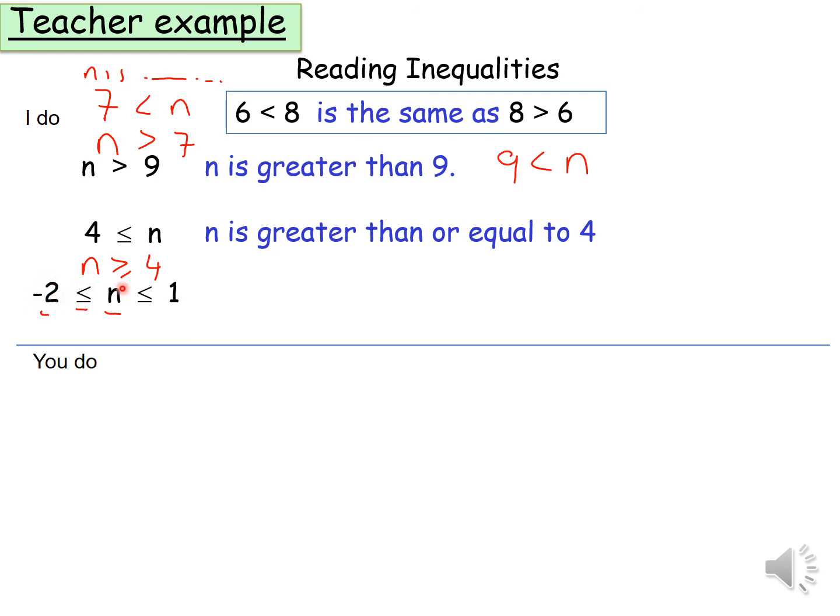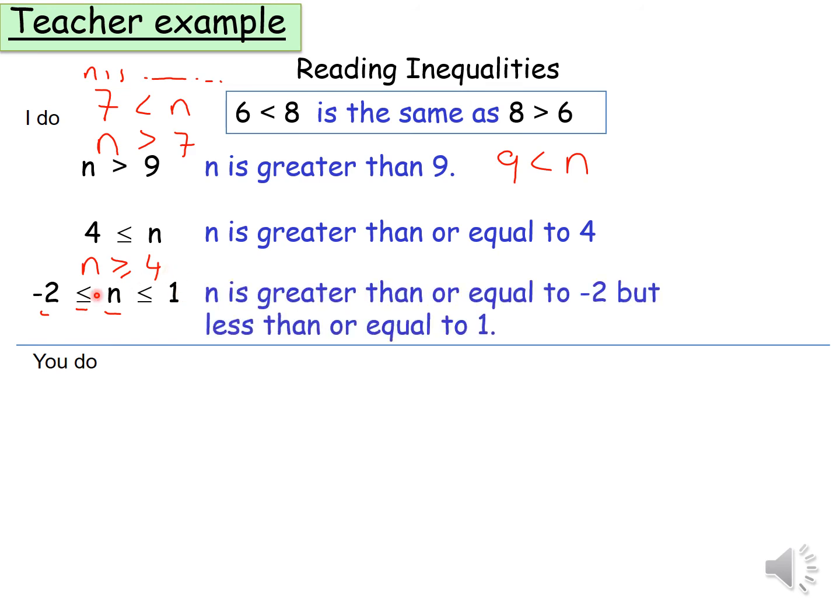Okay, but we also know n is less than or equal to 1. So focusing only on n, we write n is greater than or equal to minus 2, but less than or equal to 1. Okay, it's all about focusing on the inequality signs, and focusing on the letter, what it would represent. Whereas here it says minus 2 is less than or equal to n, we want n to be the focus, so n is greater than or equal to minus 2.